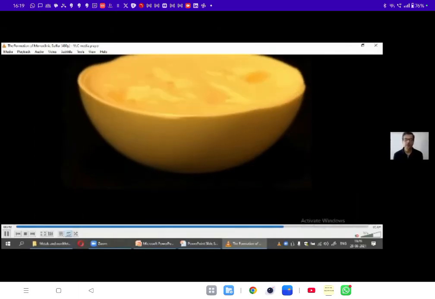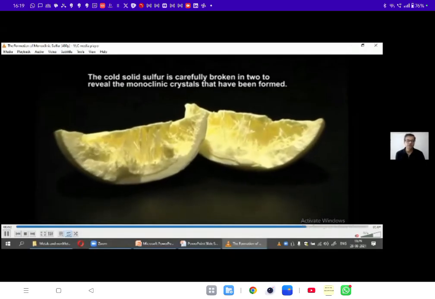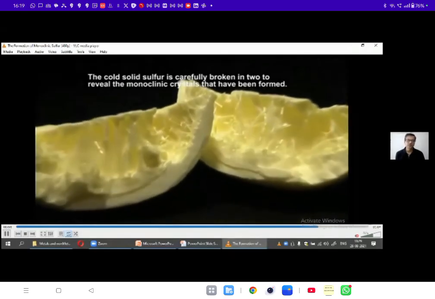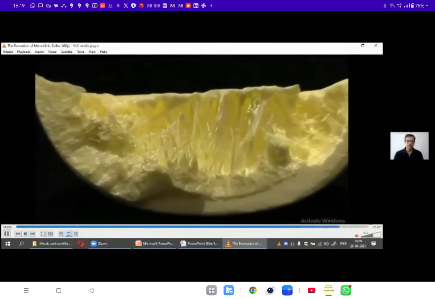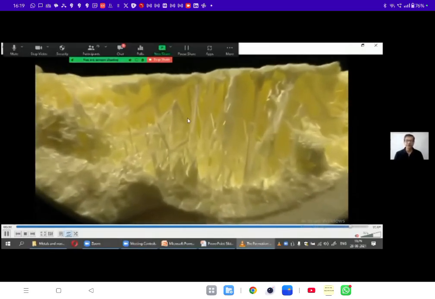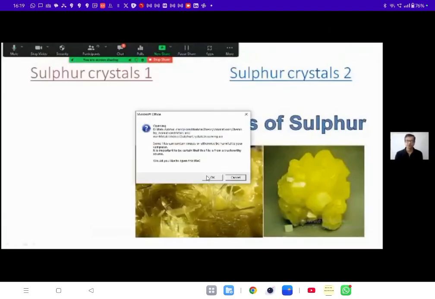Take out some of the liquid from inside, and then you get something like this. And if you cut it, you can see the needle-like crystals of sulfur like this. Small sulfur crystals. So from powder, it is possible to get this crystal. This is one more example.